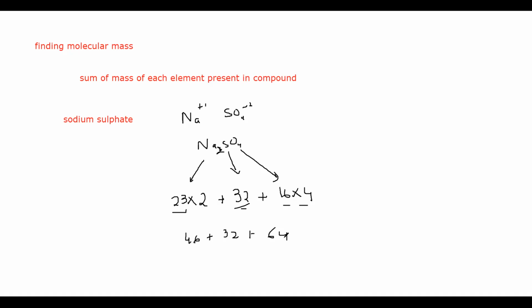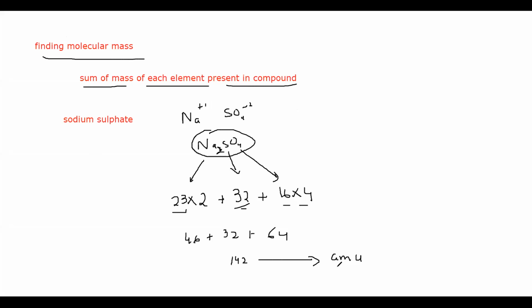I will add them. So 32 plus 64 will be 96. 96 plus 46 will be 142. Is it clear? So what is a molecular mass? It's the sum of the mass of each element present in a compound. We use the formula to find the molecular mass. So what is the molecular mass of sodium sulfate? It is 142, and the unit for this is called AMU. AMU means atomic mass unit. So it is 142 AMU.